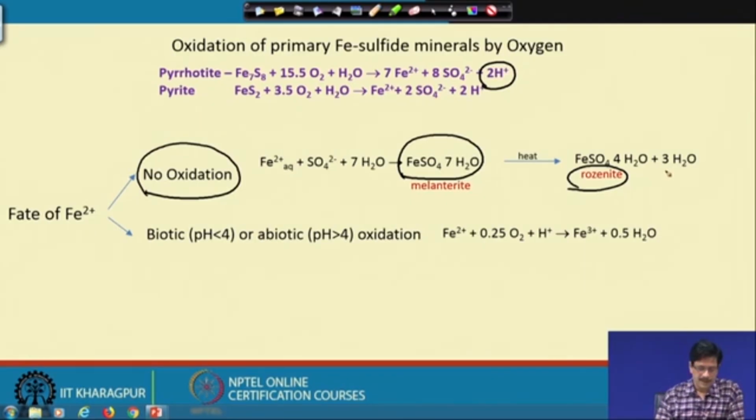If this particular iron 2 plus undergoes oxidation, either biotic, with the help of the bacteria which survive at very low pH, pH less than 4, or abiotic, where pH is greater than 4, a slightly less acidic condition than the biotic one, we can write the reaction like Fe2+ plus oxygen plus water gives Fe3+ plus 0.5 water.